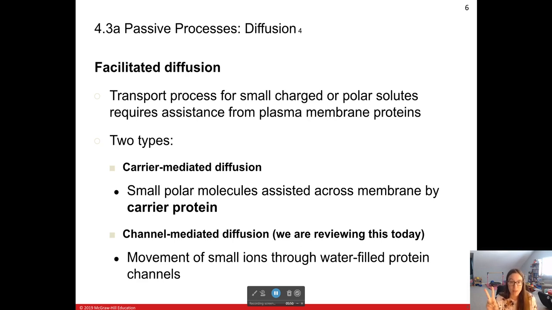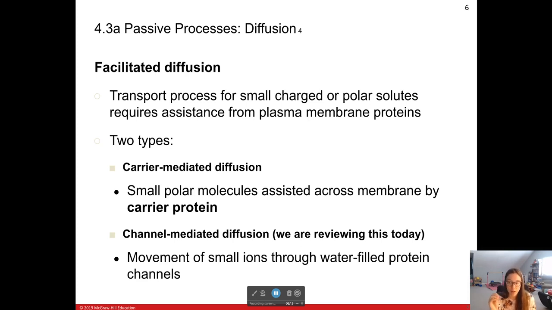And so we have two types: carrier-mediated diffusion or channel-mediated diffusion. Carrier-mediated diffusion is when a small polar molecule is assisted across the membrane by a carrier protein. The protein binds the molecule, changes shape, and kind of spits it out on the other side. We'll talk about this more, especially in the kidneys chapters.